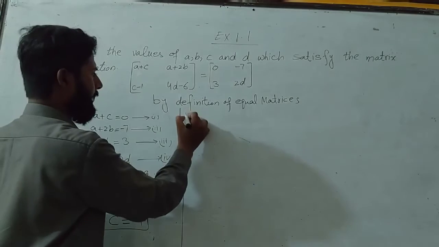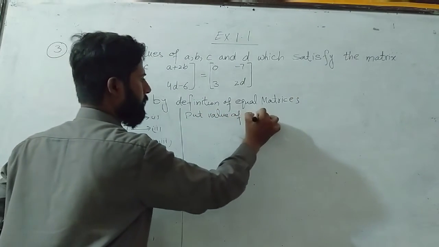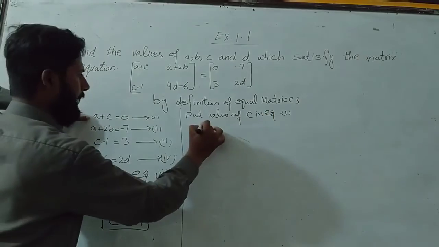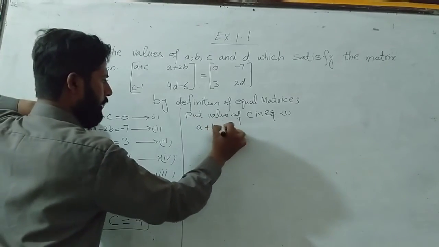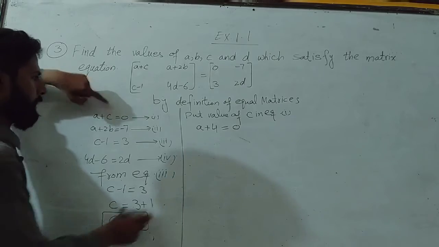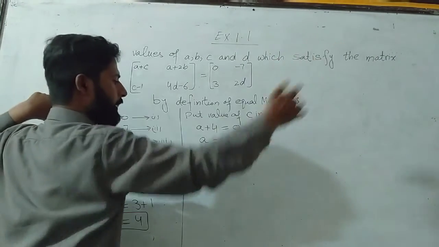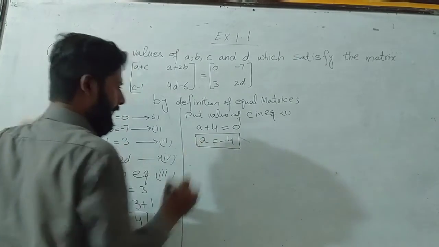So we will write here, put value of C in equation 1. So A plus, in place of C we will write its value, 4 is equal to 0. So A is equal to plus 4, when we take it to the other side it will become minus 4. Now we have the answer of A as well.